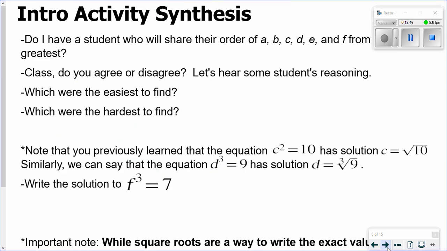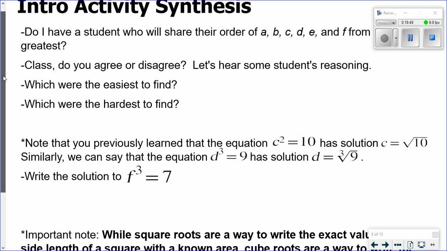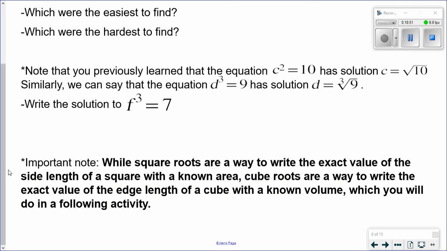Okay. An important note, since we weren't able to do this together with the class since I'm out today, an important note to realize after doing this activity is that you previously learned that the equation c squared equals 10 has a solution of c equaling the square root of 10. Similarly, we can say that the equation d cubed equals 9 has a solution d equals the cube root of 9. So if we think about this next example, f cubed equals 7, to write out its solution, we're taking the cube root of 7.